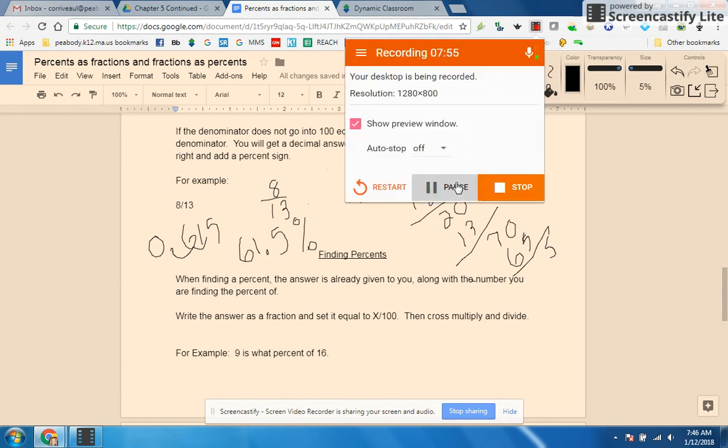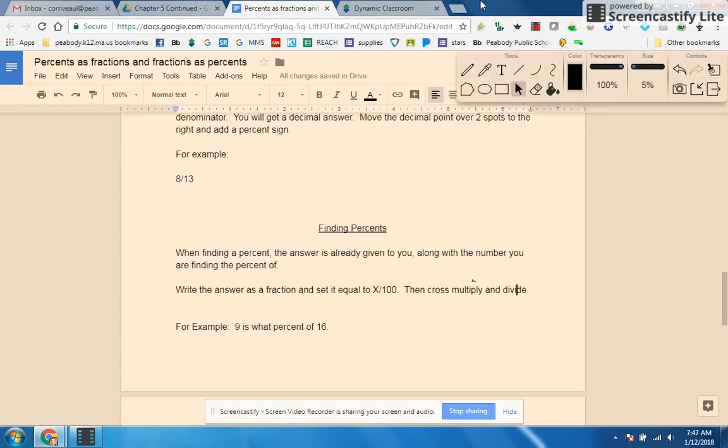Okay, I know I've said this a bunch of times, but I swear this is the last part of this. This is a huge section. There's a bunch of stuff in it, but this is the last part. So when finding a percent, this is a little bit different. It says 9 is what percent of 16? So they want to know what percent this gives you.